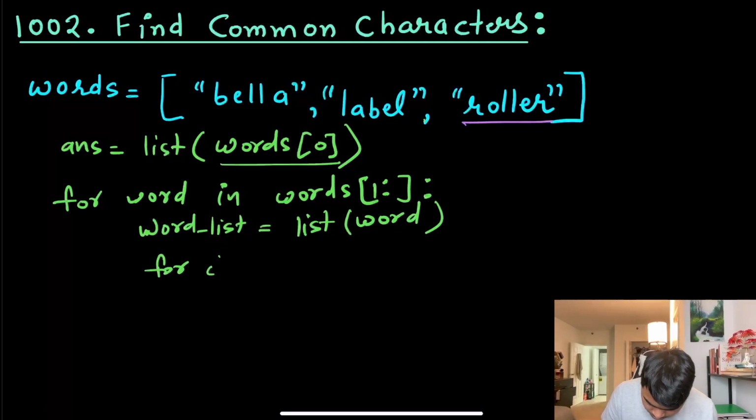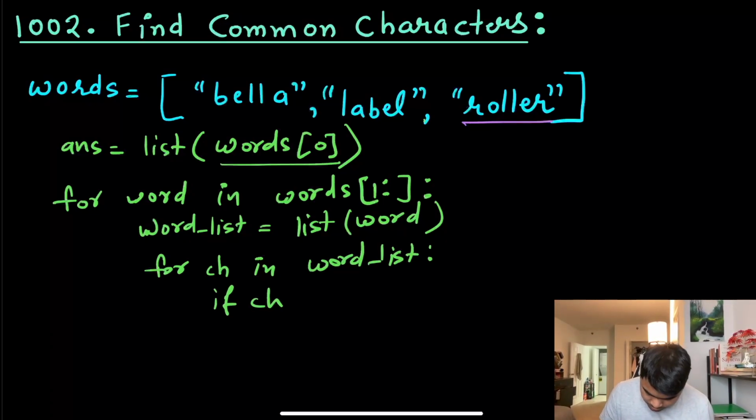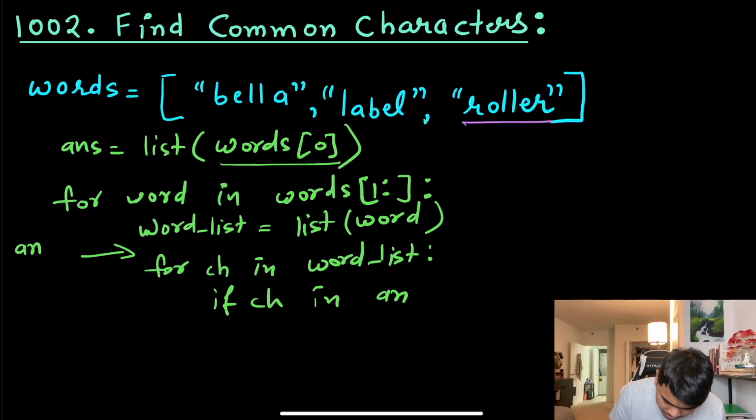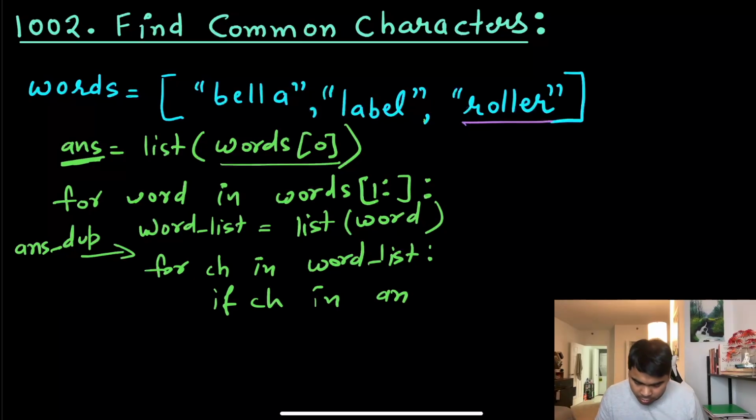I'll just say for ch in this word list, if ch in my answer, and this is where I will be creating answer duplicate because I don't want to modify this answer right here. So if this is in my answer, that means this ch occurs in both of them.